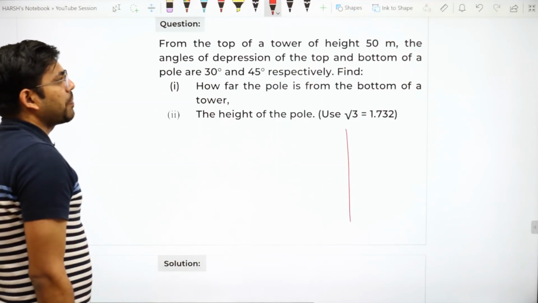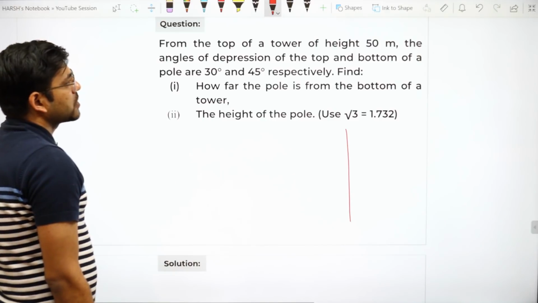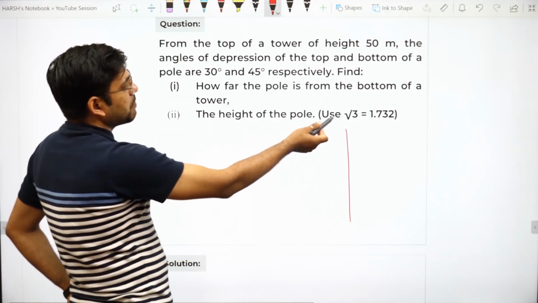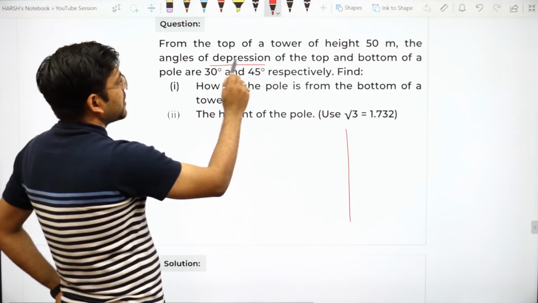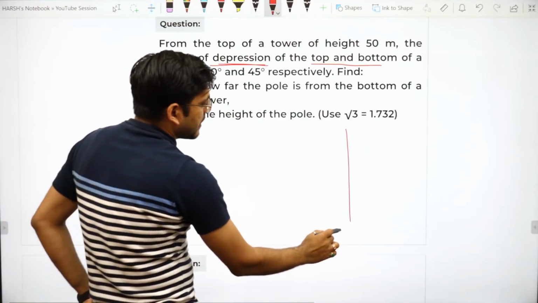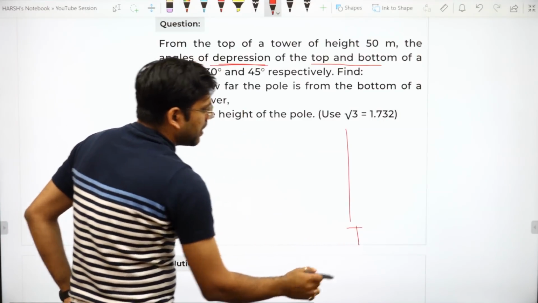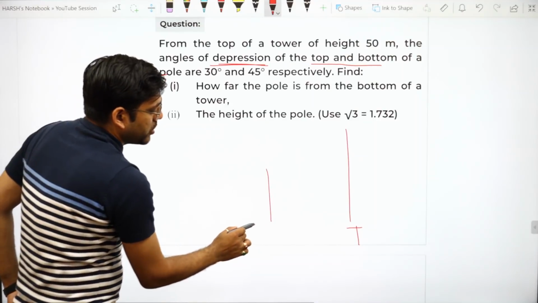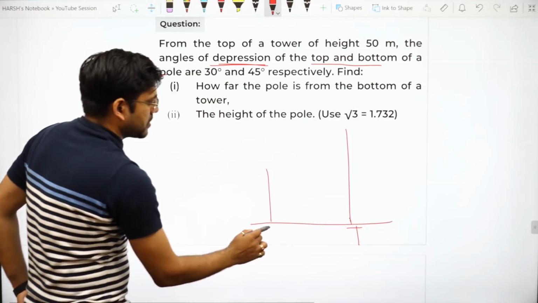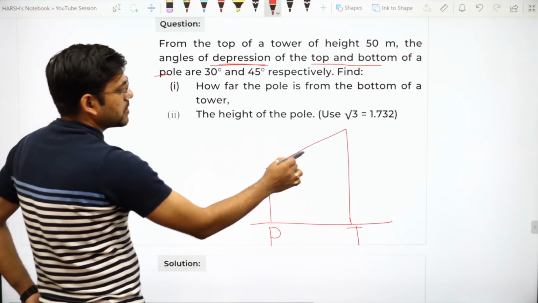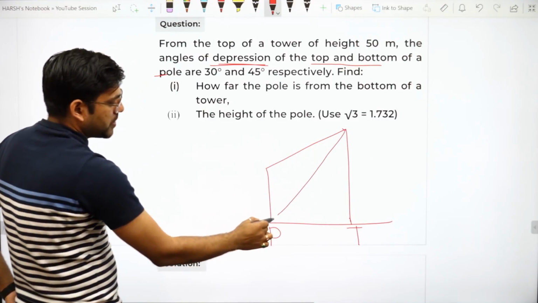It is saying that from the top of the tower of height 50 meter, the angles of depression of the top and bottom of the pole are given. This means the tower is at a larger height and the pole is at a smaller height. So I am writing here, this is the pole, this is the tower. From here the top is viewed and from here the bottom is viewed.